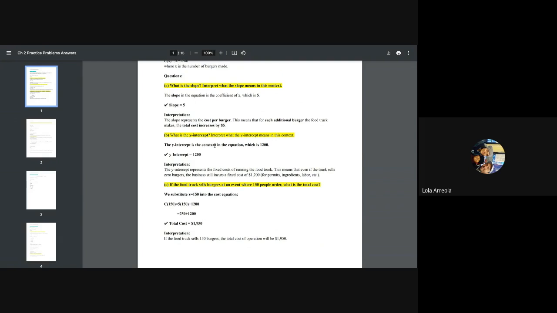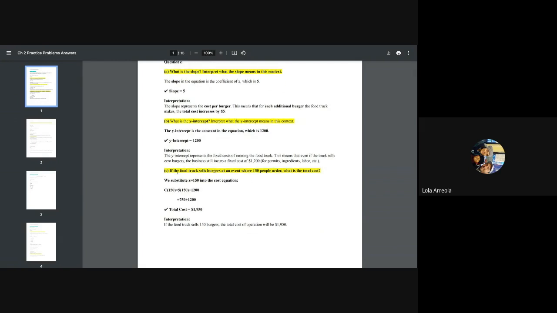The y-intercept is just the constant or fixed cost of running the food truck. So regardless of whether they sell anything, the food truck has to spend 1,200. As an example, this could be permits, ingredients, labor. Even if they sell nothing, they still have to spend that 1,200.